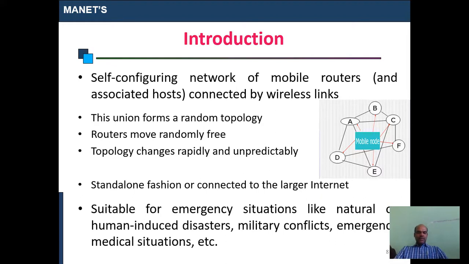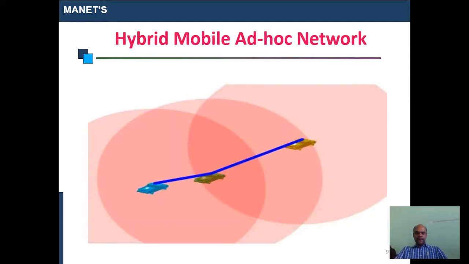These mobile ad hoc networks are suitable for emergency situations like natural or human-induced disasters, military conflicts, emergency medical situations, etc. So, these ad hoc networks first, before going to hybrid mobile. What is the major difference between an ad hoc network and a mobile ad hoc network?